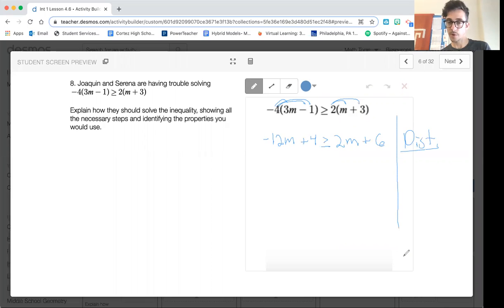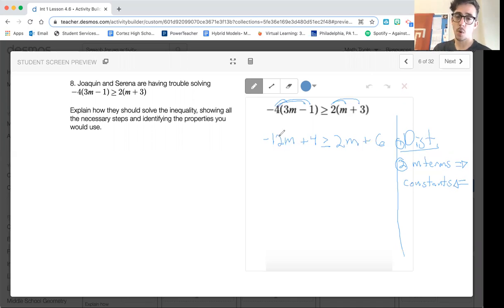I'll put my steps on the right. So what am I going to do here? I'm going to move my m terms. Well, which side do you think the m term should go to? Well, I see more positive m terms over on the right. So I'm going to move m terms to the right. So m terms moving to the right, which means that constants are going to the left.